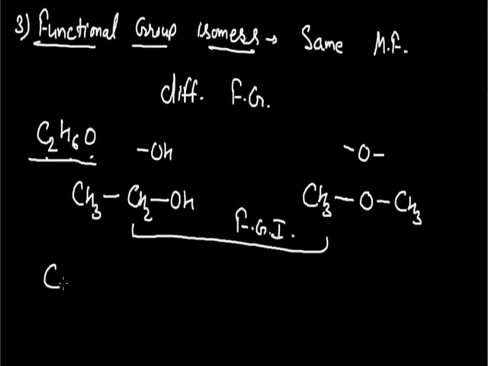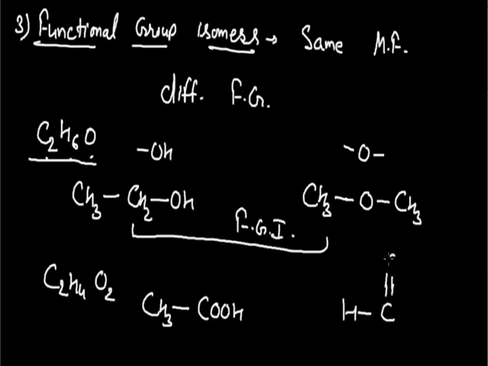Now let us discuss some more examples of functional group isomers. This time the molecular formula for an acid is given to us: C2H4O2. Since it follows the general formula of an acid, the one structure we can write is ethanoic acid, CH3COOH. And if I arrange these atoms so that hydrogen is connected with a carbon atom with a double bond to oxygen, and a terminal methoxy group is present.